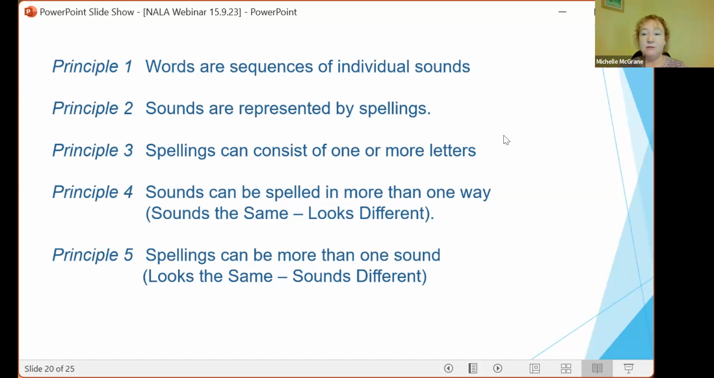And then the second 2 principles are all about why English is horrible, which is basically that a sound can be spelled in more than one way. And equally, a spelling can carry more than one sound. So they can sound the same but look different, and they can look the same but sound different.